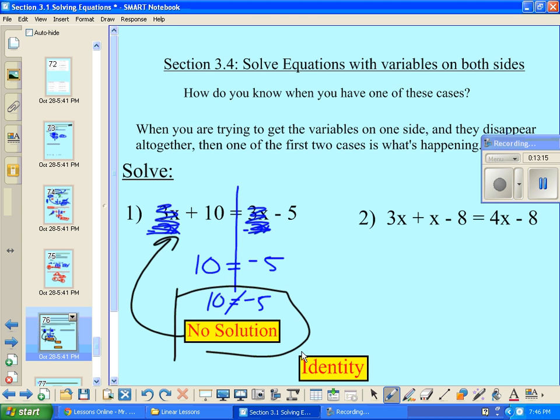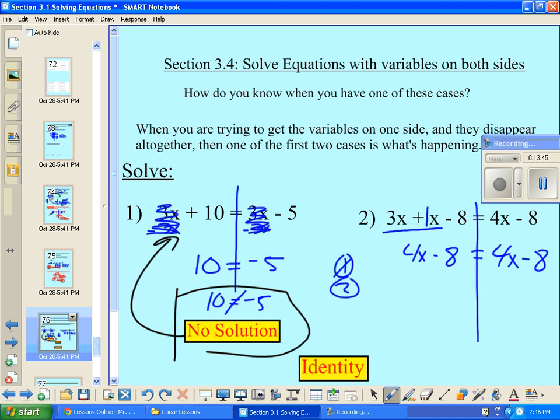Well, knowing that, having gone through problem 1, I told you we'd have one of each case here. We'll just look at problem number 2 quickly. Again, going through my steps, step number 1, can I distribute anywhere? Nope, I can't do that. Step number 2, can I collect like terms? Yes, I can on this left side. I can take 3x plus x, essentially one more x, which gives me 4x minus 8. So now I have 4x minus 8 on the left side, and 4x minus 8 on the right side.